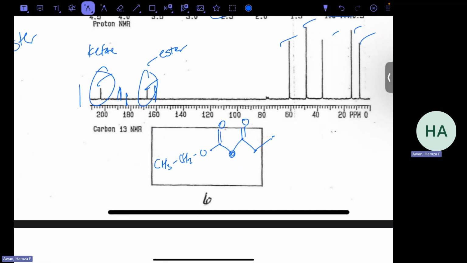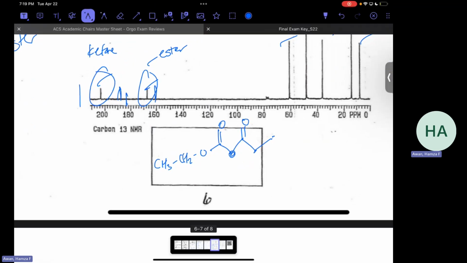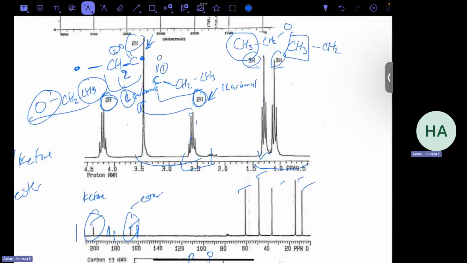And if we look at this, we've considered both of our unsaturation numbers. So we have two unsaturations, and then if we count carbons, 1, 2, 3, 4, 5, 6, and 7 carbons. Any questions on that?